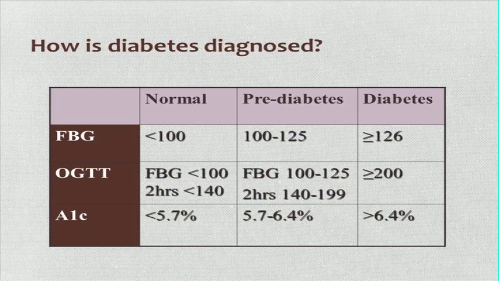Diabetic, 126 or more, or over 2 hours should be more than 200, or A1C more than 6.4. Anything in between is pre-diabetes.